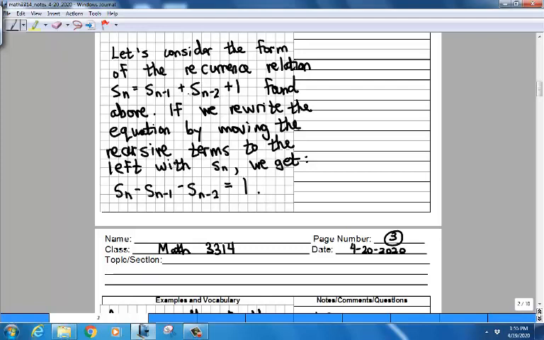I'm going to take the recursive terms and pull them back over to the left-hand side. So I'm going to write this as S sub n minus S sub n minus 1 minus S sub n minus 2 equals, and then I'm going to leave the 1 on the right-hand side. Okay.